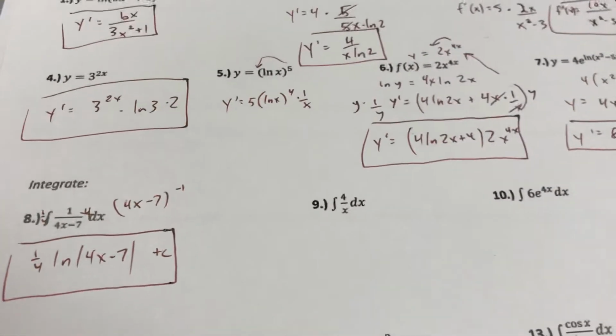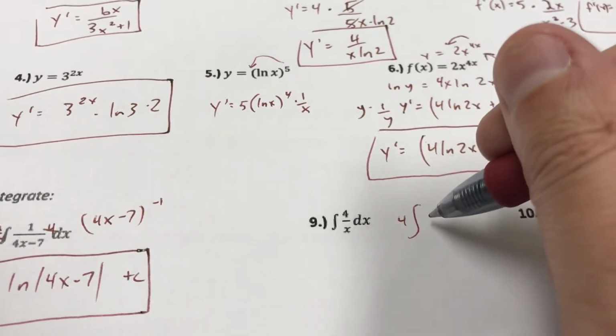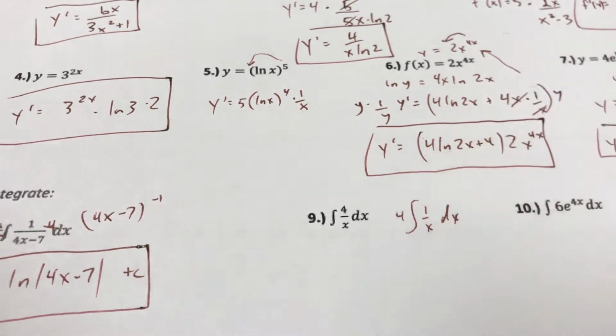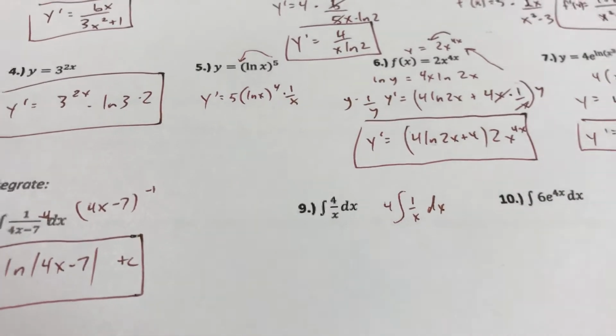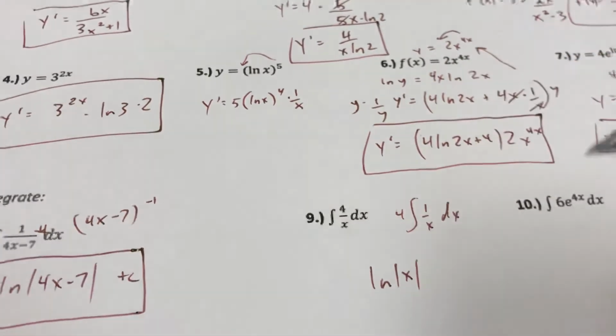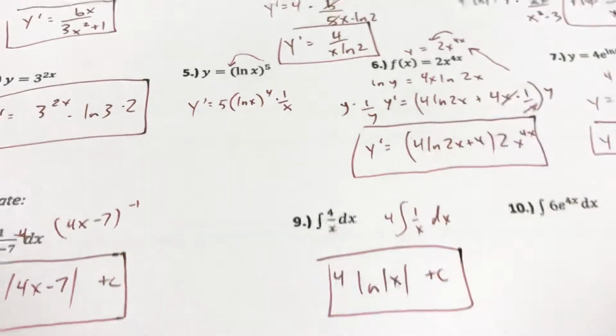Okay, remember, you can also take the derivative and see if you get back your original equation. I would factor the 4 out here. And so, of course, that's the derivative of the natural log function. So it's just natural log of the absolute value of x. Don't forget that absolute value. You're going to have a 4, and then you're going to have a plus c.